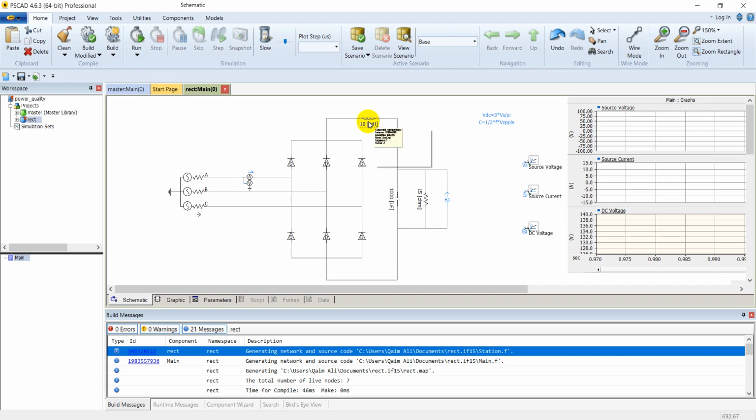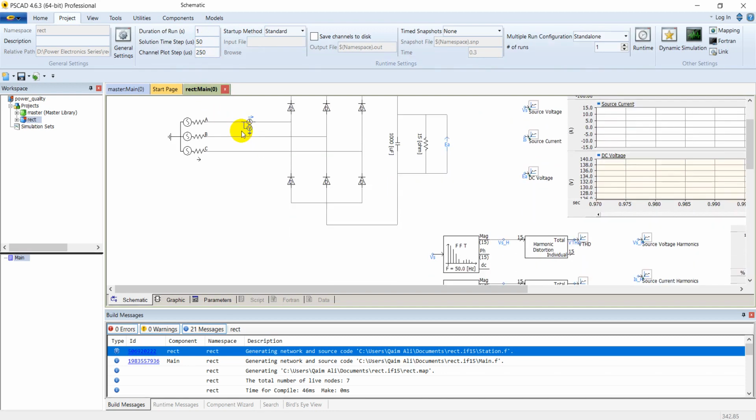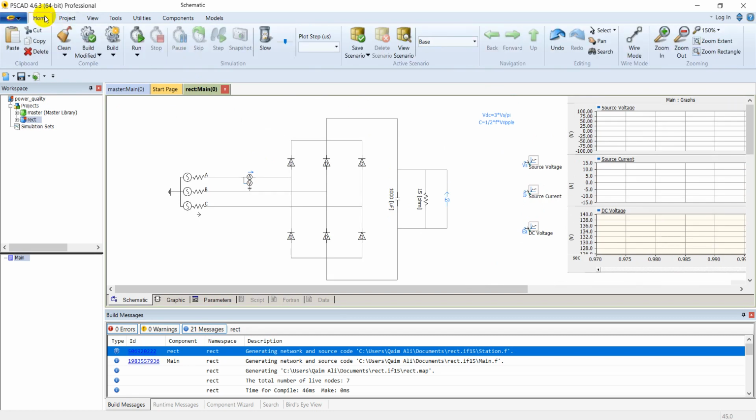And let's remove this inductor for now. Here we will connect it back after we run the simulation without this inductor. Let's go to simulation settings. So we will run the simulation for 1 second with a time step of 50 microseconds and a plot step of 250 microseconds. These are default settings here. Okay, so let's run it.